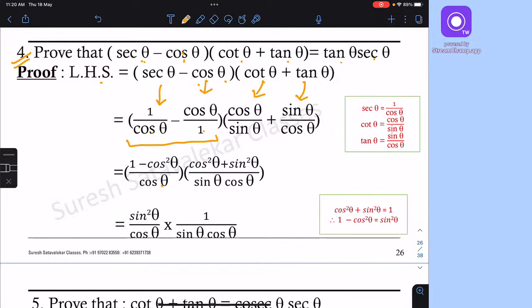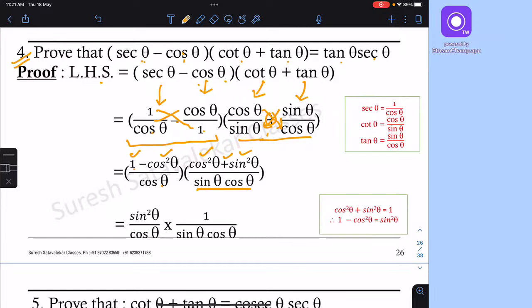And in the numerator you will get, cross multiply, 1 into 1 is 1, and cos theta into cos theta is cos square theta. Here is a minus sign. Similarly here, the denominators are sin theta and cos theta, so the denominator is sin theta into cos theta. The numerator will be cos theta into cos theta, that is cos square theta, and sin theta into sin theta, that is sin square theta. The middle sign is plus, so it is plus.